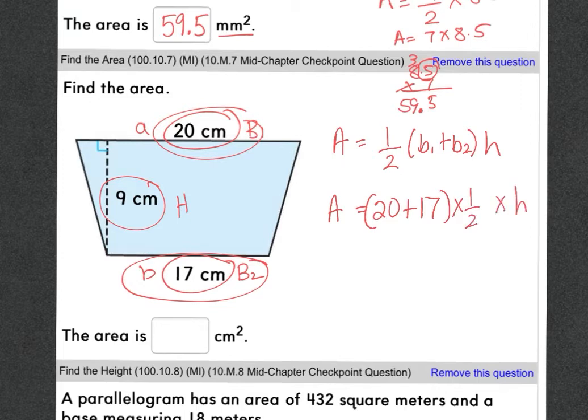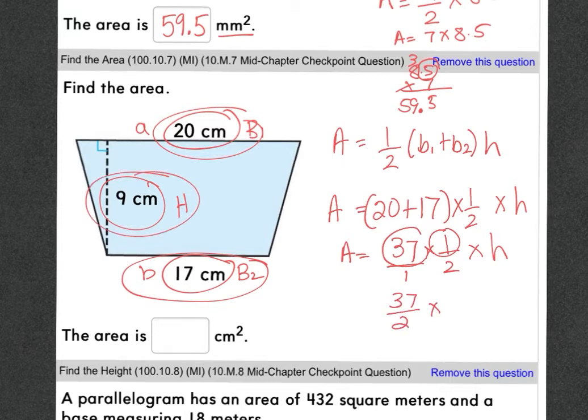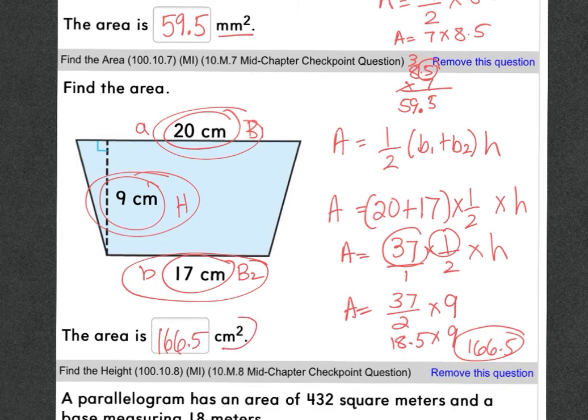that times my height. So 20 plus 17 is 37, and times 1/2, so basically, put my 1 underneath there, so really I have 37 over 2 times my height. So 37 over 2 times the height, and we actually know the height is 9, so I can put in the 9. So 37 divided by 2 is 18.5, and then we're going to do times 9, which is 166.5 centimeters squared. Don't forget, remember that centimeter squared.